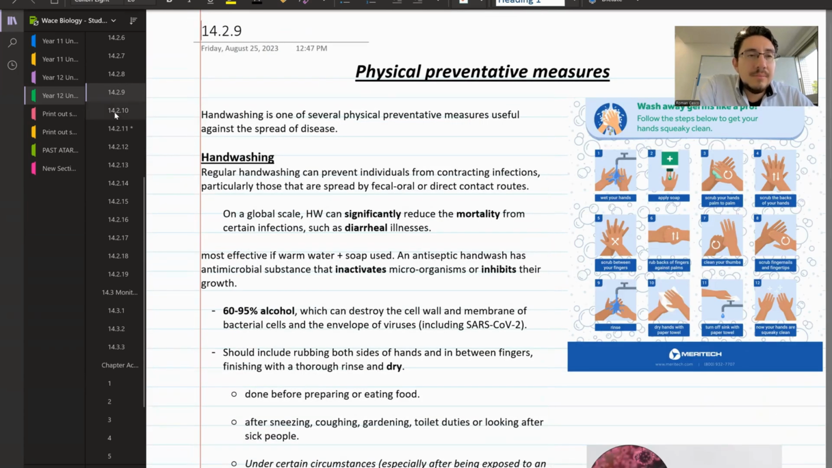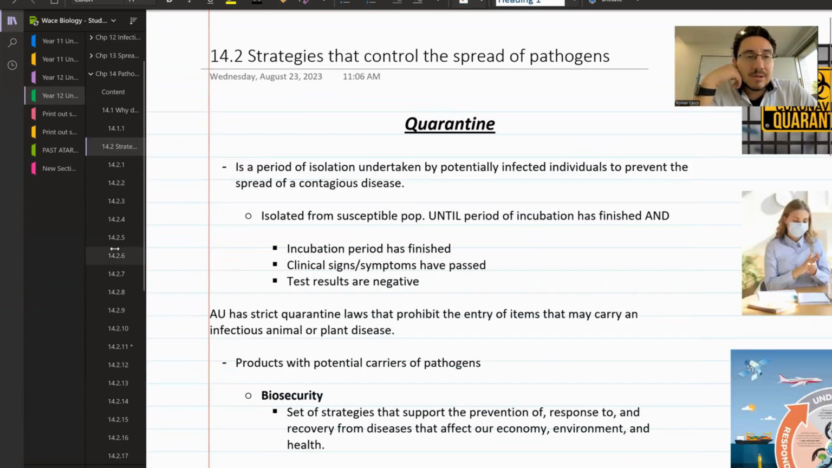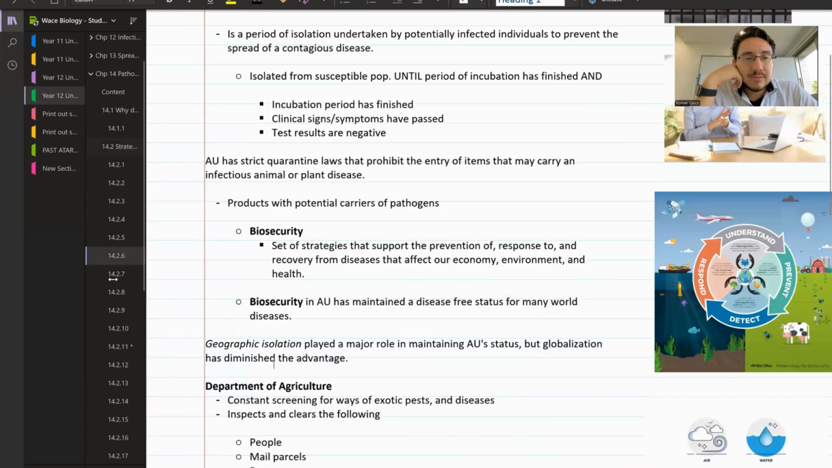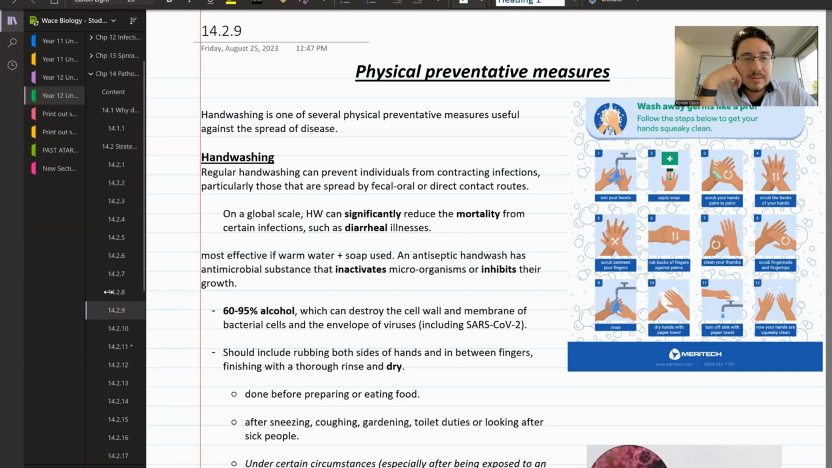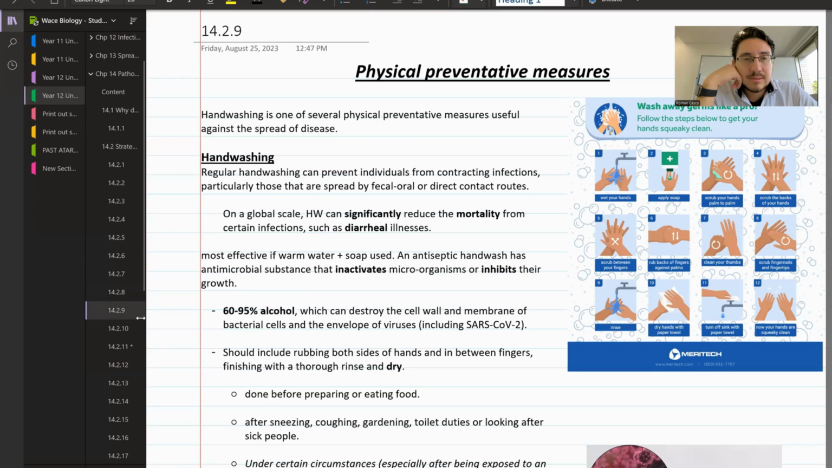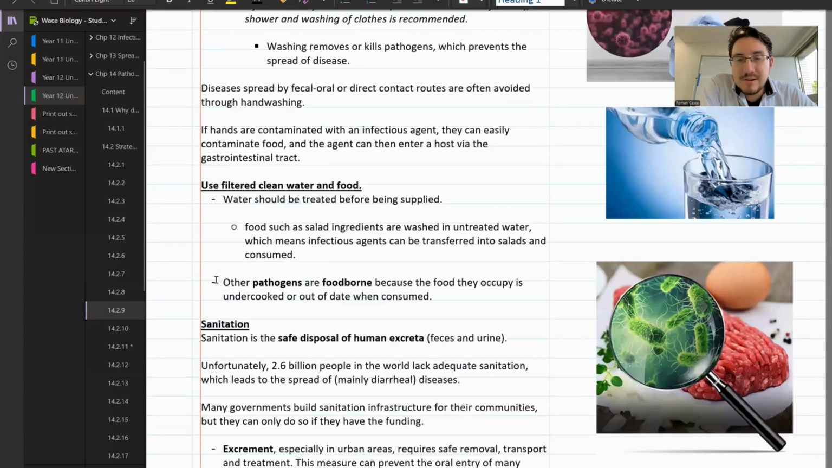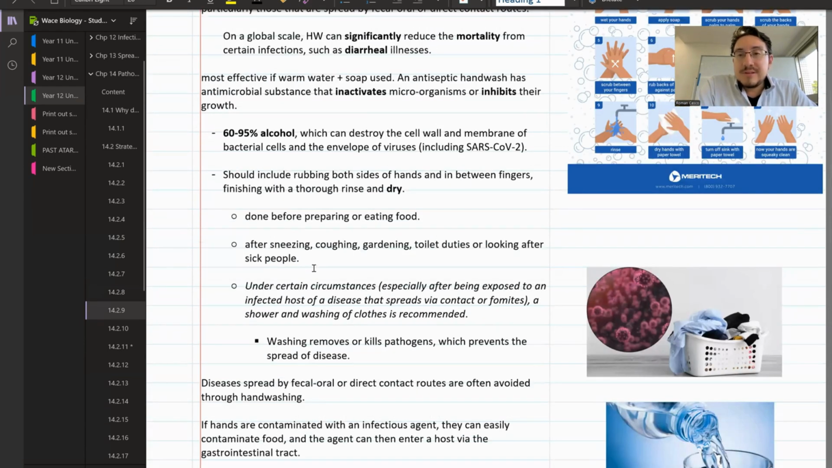What are some other strategies to help control the spread of pathogens? You also have physical preventive measures, guys. Very, very important. This is something we can all practice. We should all be practicing, right?